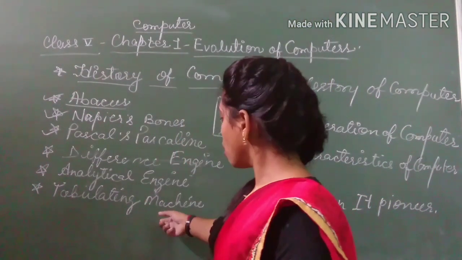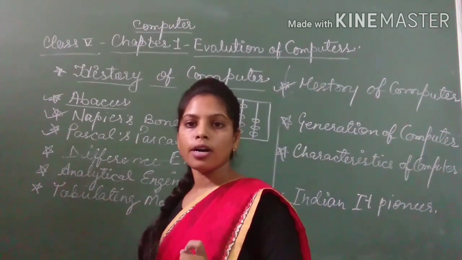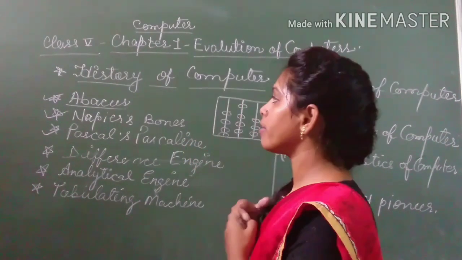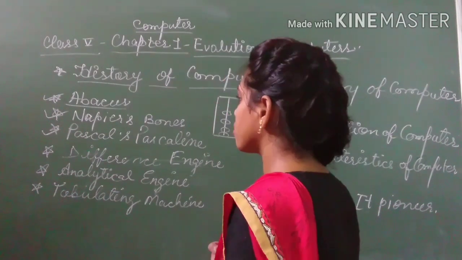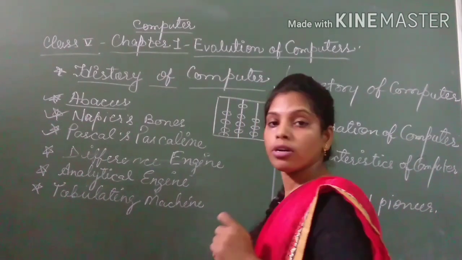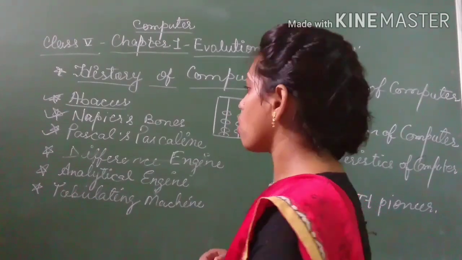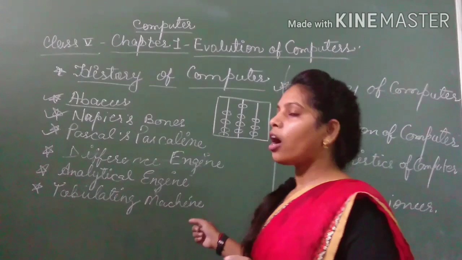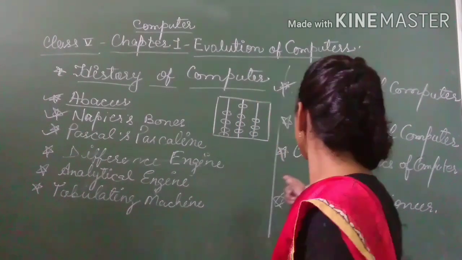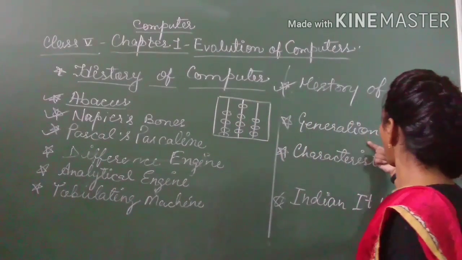The tabulating machine was invented by Herman Hollerith in 1890. It was invented to help process data for the U.S. Congress. It is the world's first calculating machine. After that, we will discuss the generations of computers.